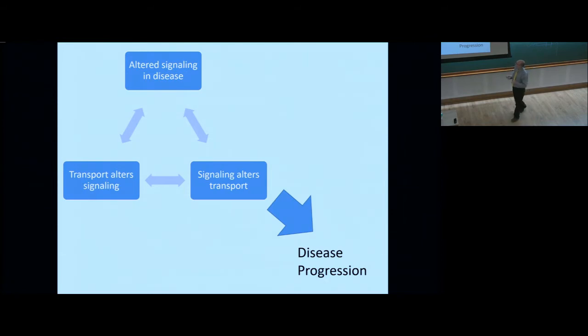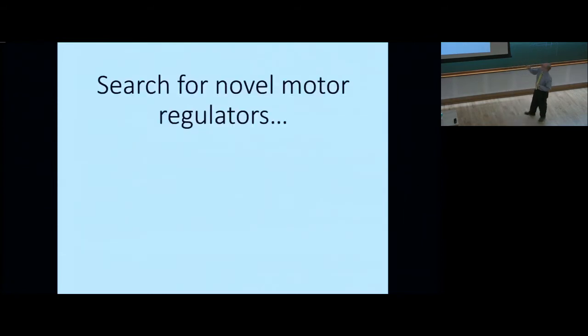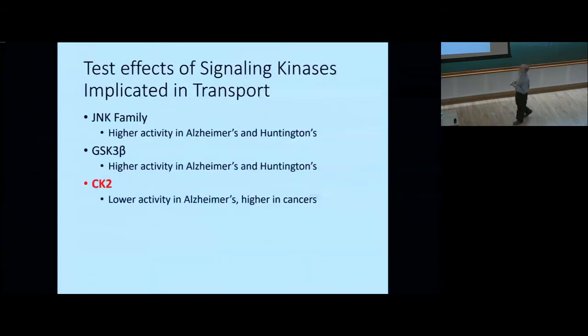So that led to basically an in vitro screen that we wanted to do to look for regulators. The idea was, let's look at disease-relevant kinases that are altered in diseases where transport might be relevant, and see if they seem to do anything. So we looked at JNK family and GSK3 beta and CK2. These didn't give us anything particularly interesting at the single molecule level, but CK2 did, so I'm going to tell you about that.